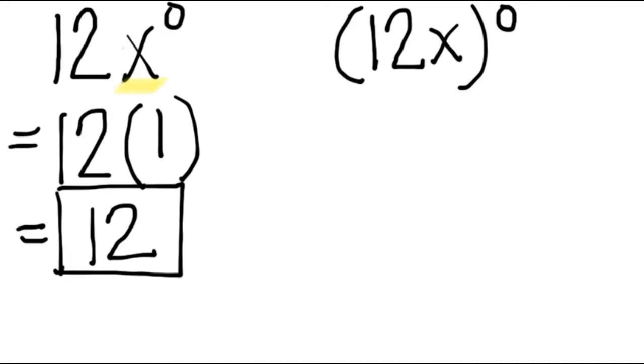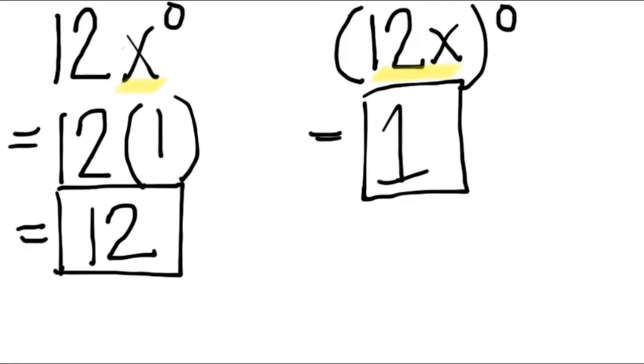Doon naman tayo sa pangalawang given. So, since naka-parenthesis, ang base ng exponent natin dito ay yung 12x. They are considered as 1 since they are together inside the parenthesis. So, obviously, it is equivalent to 1. So, from the example, kita natin kung anong pagkakaiba ng may parenthesis sa walang parenthesis.